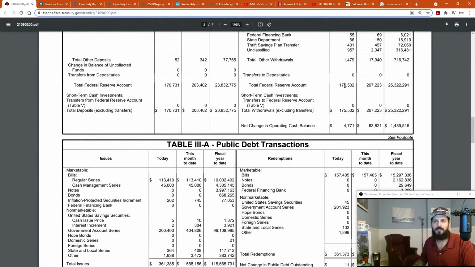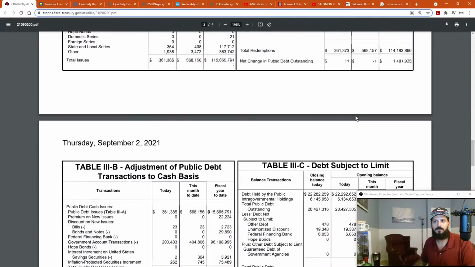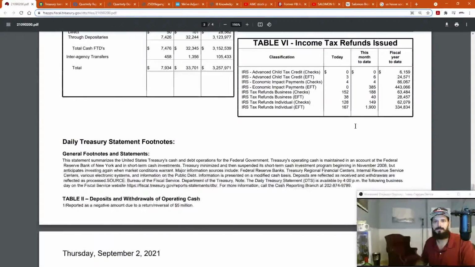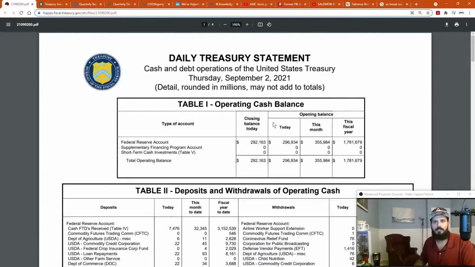Total Federal Reserve account, $175 billion there. Total withdrawals, $175 billion. They spent $63 billion that day. Wow. So now you see how fast they're going broke. They only spent $4 billion that day because they spent $63 billion the day prior to balance the books on the end of the month, August 31st. September 1st, excuse me.